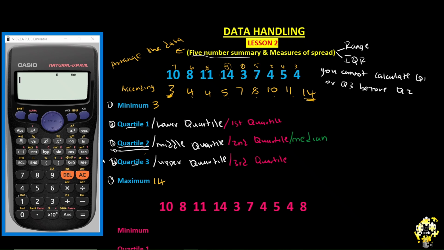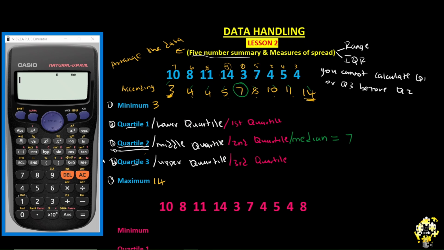Let's calculate the median, which is quartile 2. By now we have arranged the data. Like I told you, you cannot calculate the median without first arranging the data. The data is arranged, so the only thing that we are supposed to do is find the middle value: 1, 1, 2, 2, 3, 3, 4, 4. So our middle value here is going to be 7. Now, focus. We have our quartile 2 as 7. 7 is the middle value. 7 stays in the middle.